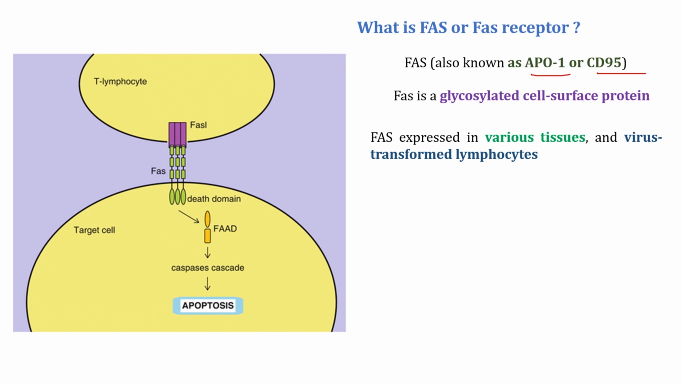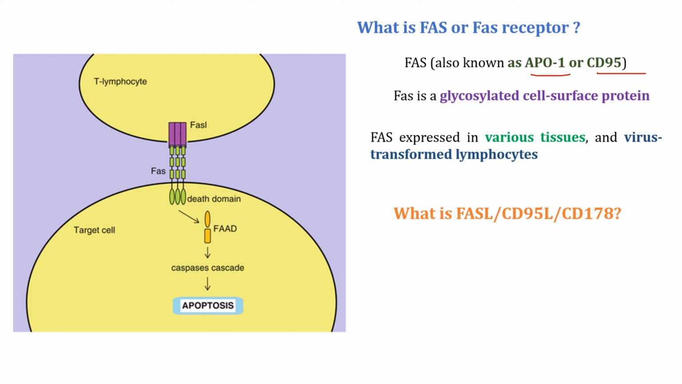The Fas receptor is expressed in various tissues, for example the kidney, thymus, okay, and also liver and heart. Some of the cells possessing this Fas receptor are lymphocytes, activated mature lymphocytes and virus-transformed lymphocytes. Now what is FasL, CD95L and CD178?